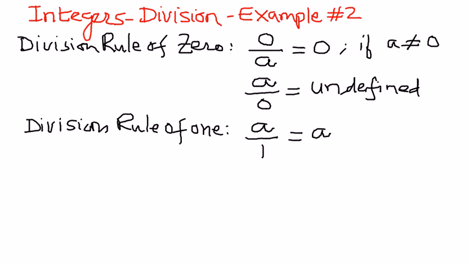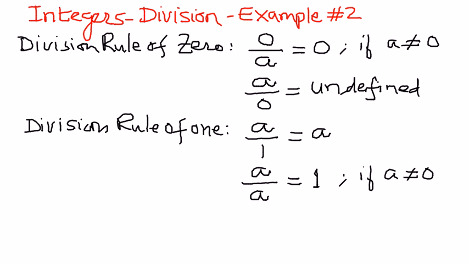And then the other rule is if I have any number a and I divide it by that same quantity a, the value will always be equal to 1, provided that a is not equal to 0. If a is equal to 0, then it will become undefined, like in the previous rule which we talked about.